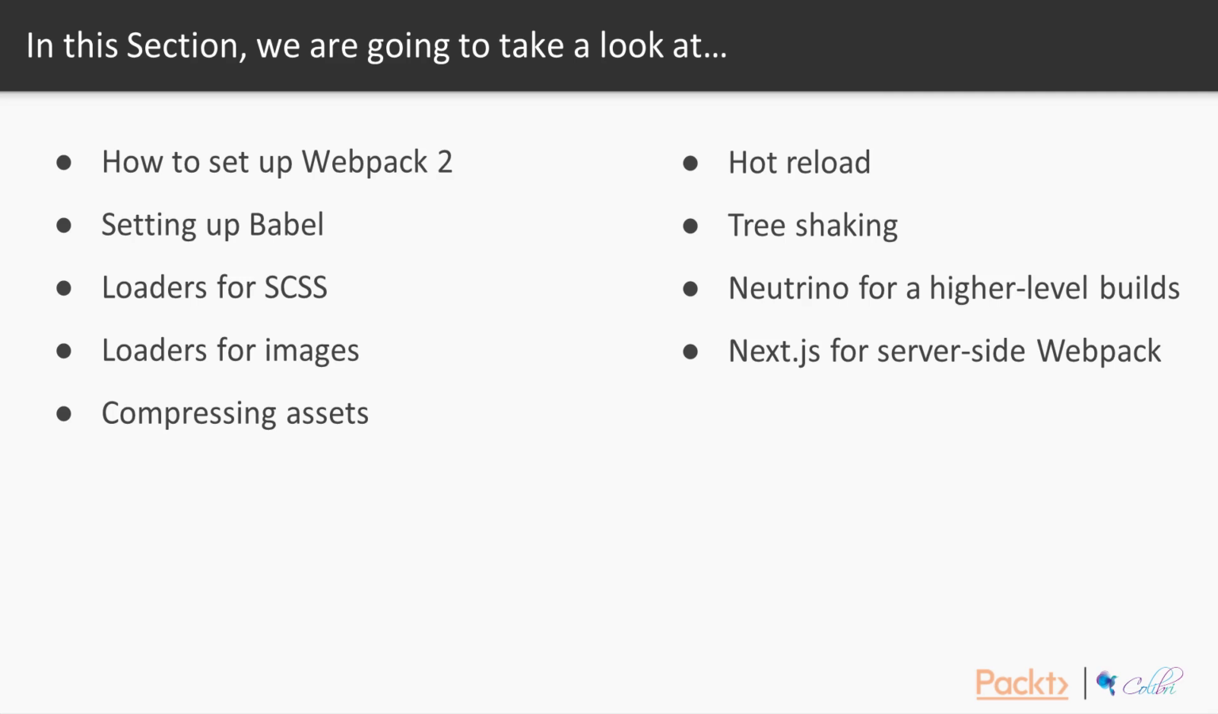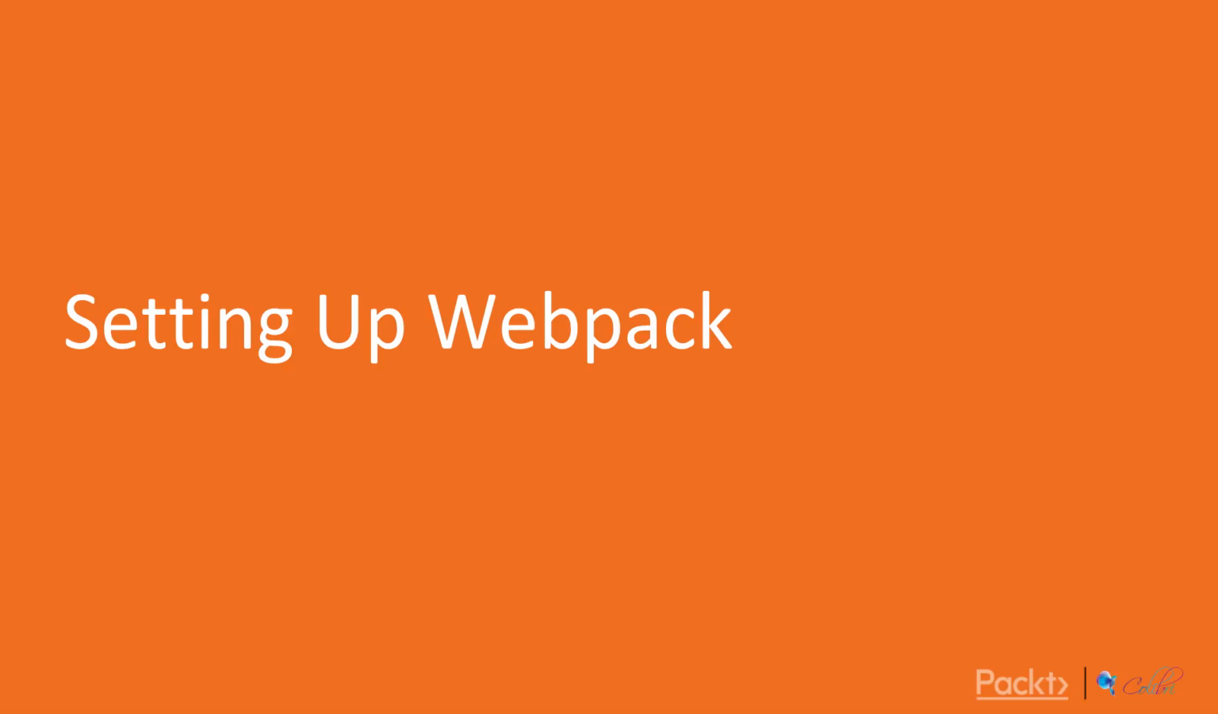Then we'll go on to see how you can use Webpack to hot reload to make for a better development experience. Tree shaking, which is a fancy new feature of Webpack 2, which allows you to remove some of the code that gets built into the final thing and eliminate code which is just not used. And then we'll look at two tools, Neutrino and Next.js, both of which use Webpack internally, but make the whole thing a little bit easier to manage and set up in the first place.